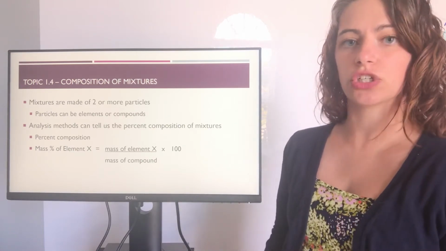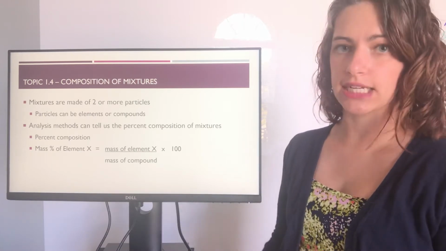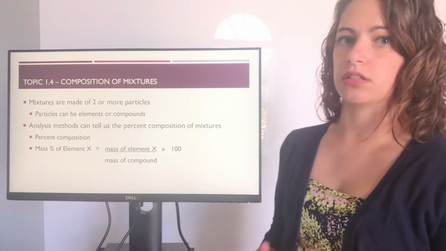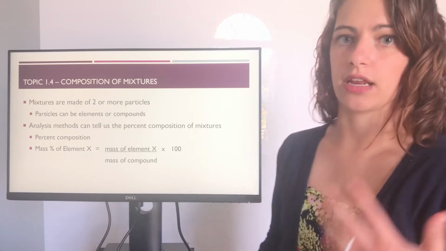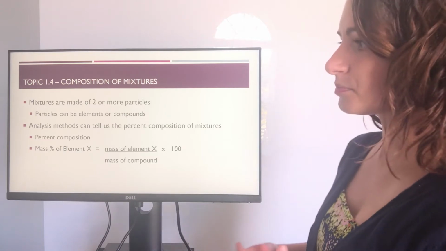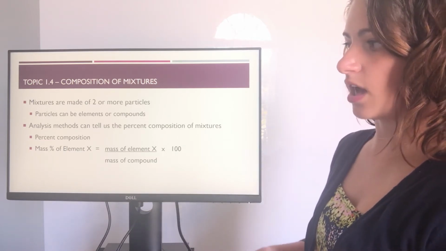In order for it to be a mixture, there has to be two or more different particles. So they're not bonded together. So if they're elements, they're not elements bonded in a compound, they're just elements together in a physical connection. Different analysis methods can tell us the percent composition of mixtures.